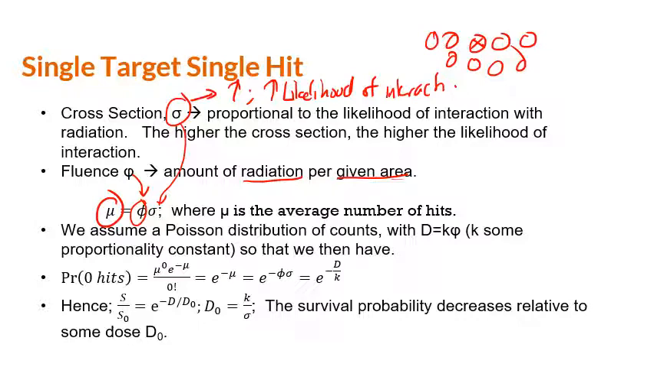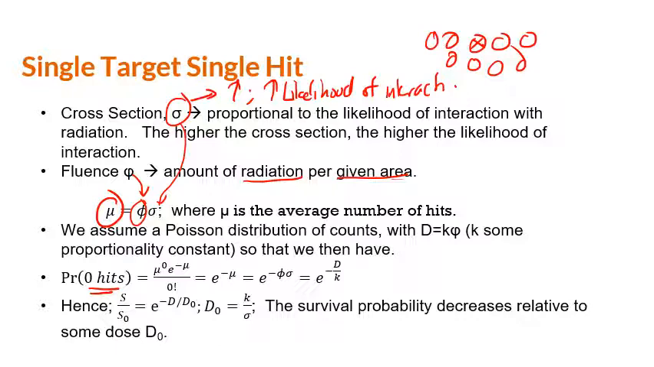Okay, assuming a Poisson distribution of counts, so nasa radiation tayo, so Poisson yung distribution, and assume that your dose is proportional to your fluence, where K is some constant of proportionality. So that we now have this. So ano yung probability na may zero hit? Ibig sabihin, mag-survive kasi hindi tinamaan eh. Kasi kapag nagkaroon ng hit na natamaan, patay na yung cell. Pero kapag hindi natamaan, buhay pa. So ano yung probability ng zero hit?